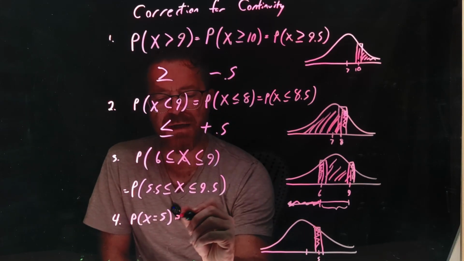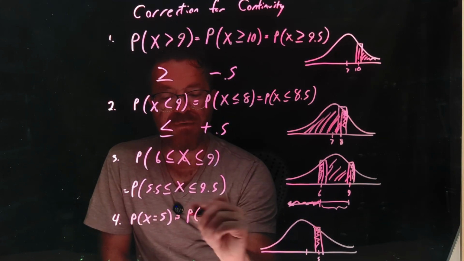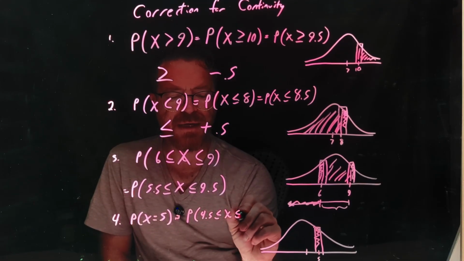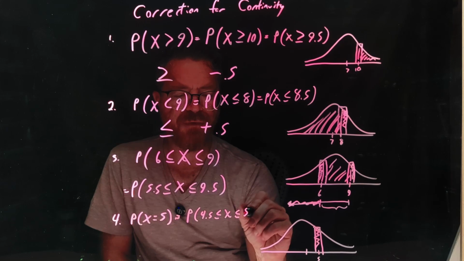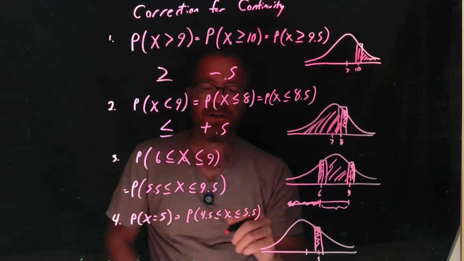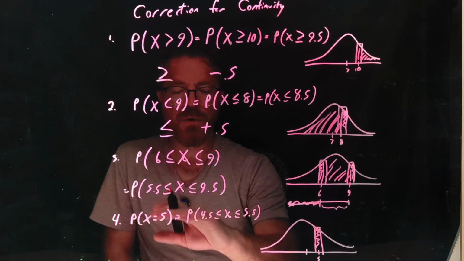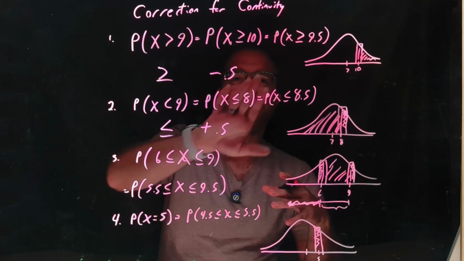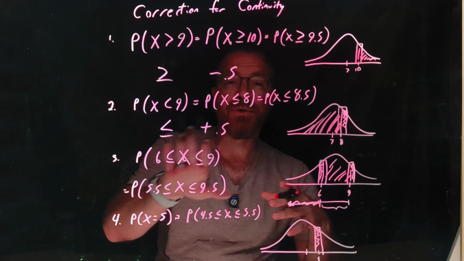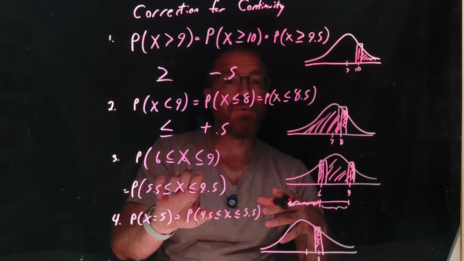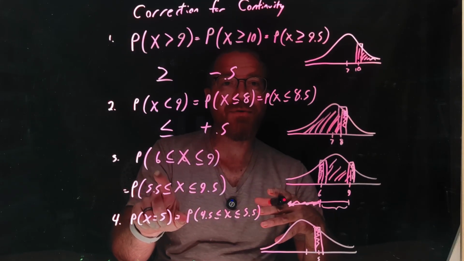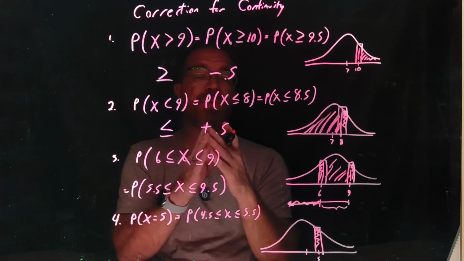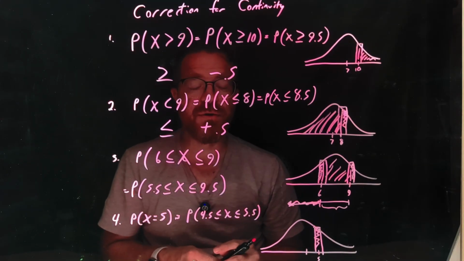So this is going to be the probability of 5 minus 0.5, or 4.5, is less than or equal to x is less than or equal to 5 plus 0.5, or 5.5. So in this case, you are going to add and subtract 0.5. So if you have greater than or equal to, you subtract 0.5. If you have less than or equal to, you add 0.5. If you have that it's between two values, you subtract 0.5 from the lower value and you add 0.5 to the upper value. And if you have it as equal to, you both add and subtract 0.5 to the value.